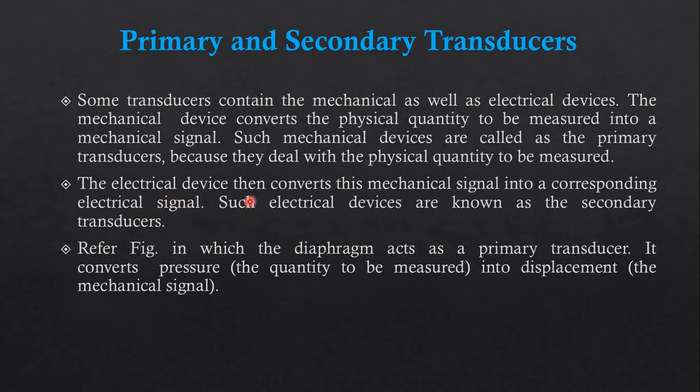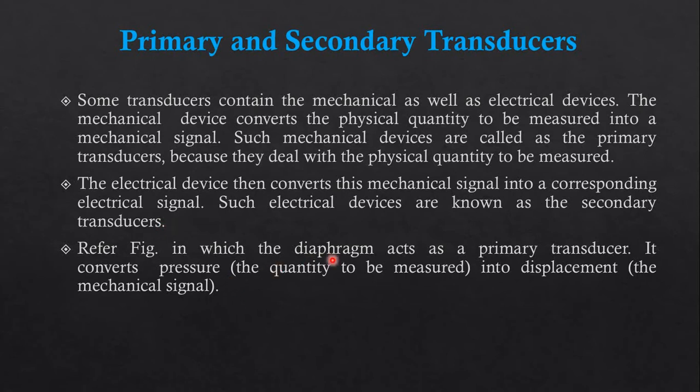The electrical device that converts this mechanical signal into the corresponding electrical signal is known as a secondary transducer. So if we are measuring the same pressure, at that time the energy of pressure is converted into mechanical energy. Then after, from the mechanical energy, we can convert it into electrical energy using any kind of passive transducer.